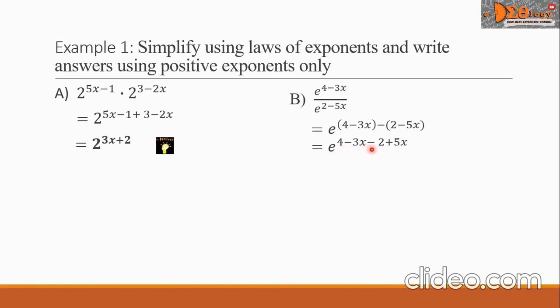The 4 and the negative 2, we can combine together. It becomes 2. And the negative 3x plus 5x is positive 2x. So our final answer is e raised to 2 plus 2x.